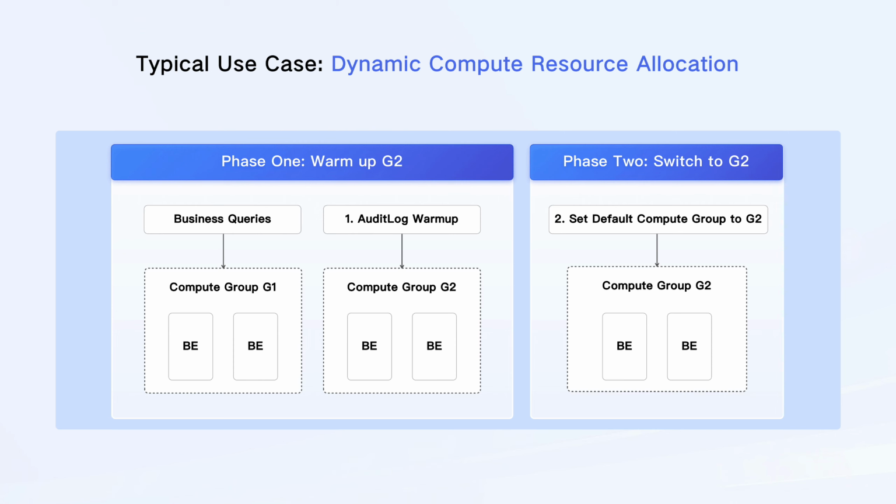But with the decoupled mode, this whole process becomes much simpler. You just add new machines as a separate compute group, and then you pre-warm the new machines by replaying old query logs. Once they're warmed up, you can redirect all new queries to the fresh compute group, and then you can just shut down the old ones.